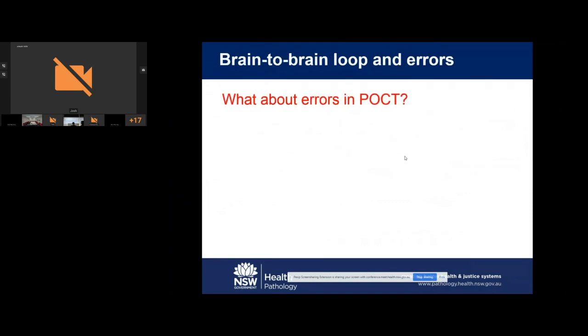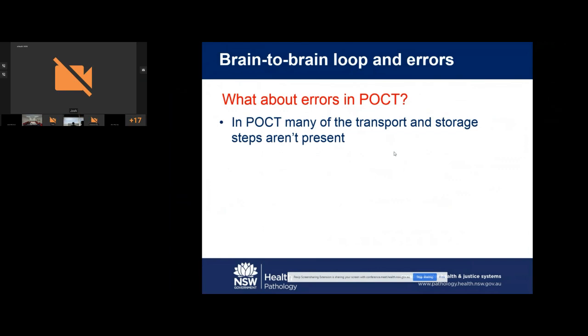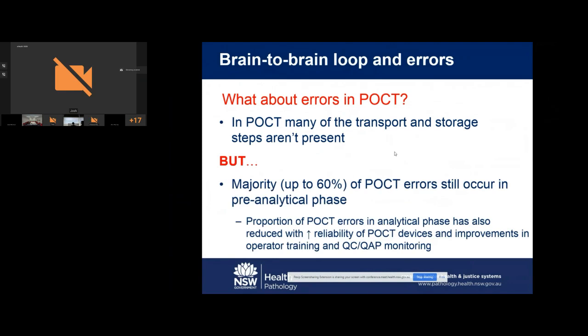But what about in point of care? Point of care doesn't have the same transport and storage steps for samples that we send to the lab. But again, the majority of errors are occurring in the pre-analytical phase. But it should be noted the errors in the analytical phase of point of care have been reducing due to improvements in devices, certainly the devices we've been implementing in New South Wales Health Pathology, improvements in operator training, and the efforts that we go to for QC and QAP monitoring.